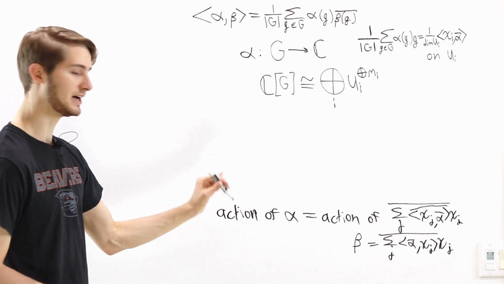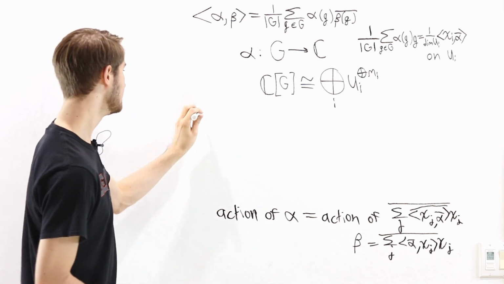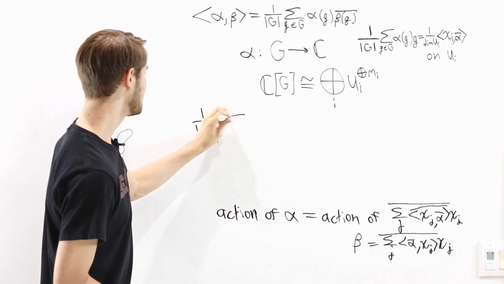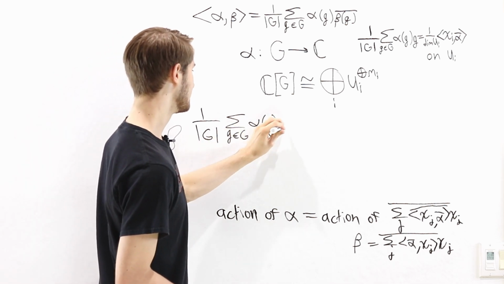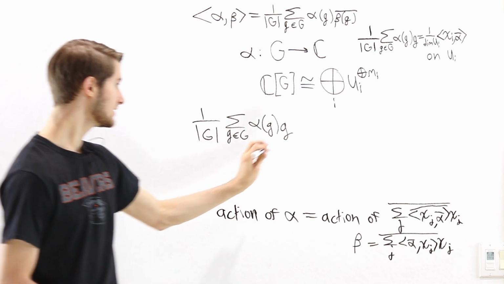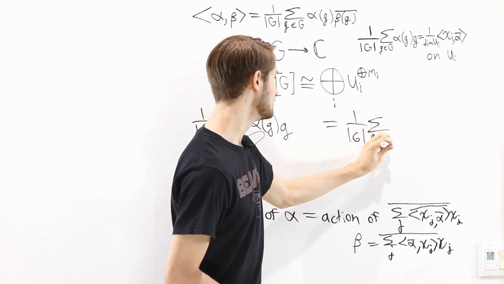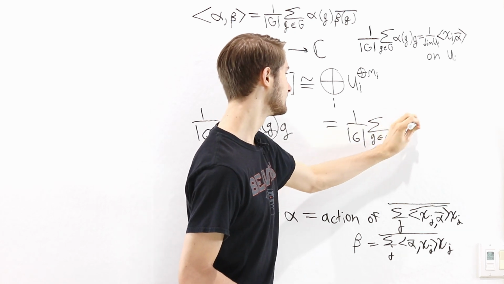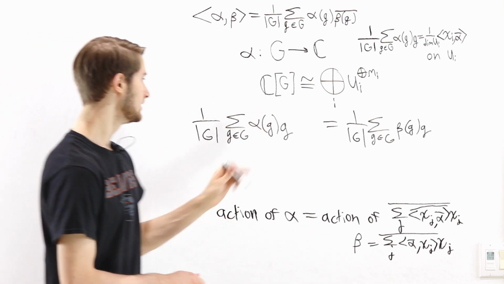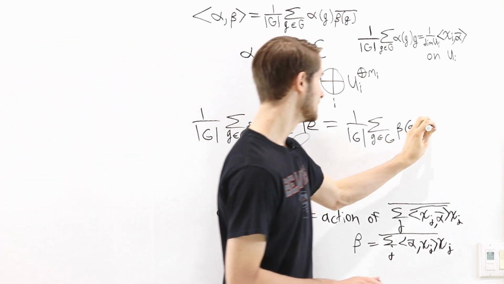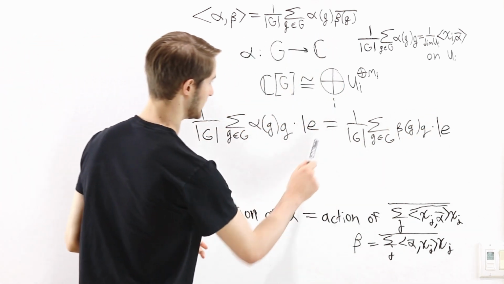When we say that the action of alpha is the same as the action of beta on this representation CG, we're talking about the action of the map given by 1 over the size of G times the sum over all elements of G of alpha of g times g. So we're saying that this is the same thing as that map defined instead using the class function beta. So if these two define the same map on CG, in particular, they have to give the same output if we apply them to the multiplicative identity of this ring, which is 1_e.